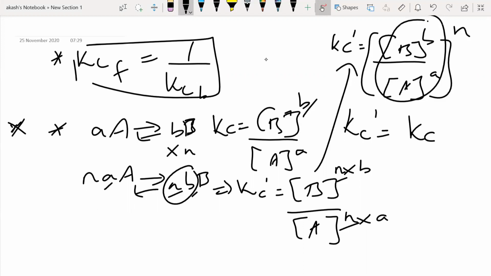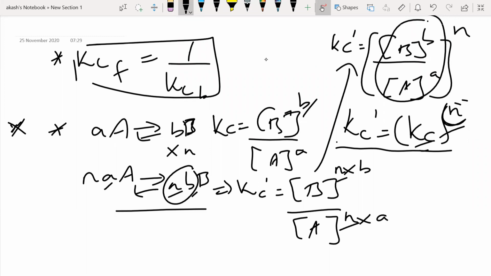So how can I write the relationship now? Kc dash will be equal to Kc power n. This is what you have to remember. Whenever you multiply a reaction throughout by a factor of n, the equilibrium constant has to be raised to that particular number. So the new reaction's equilibrium constant is equal to the previous equilibrium constant, the whole power n. n is the number which you multiply. Okay, so this is the next point: Kc dash, when you multiply throughout by a number, is equal to the equilibrium constant without multiplication, power that factor which you have multiplied.